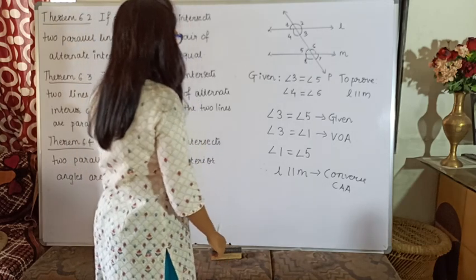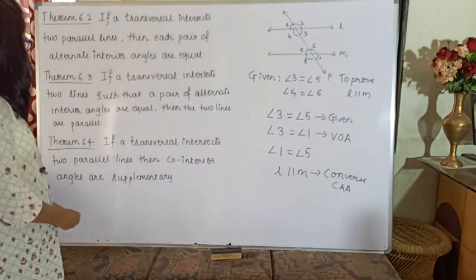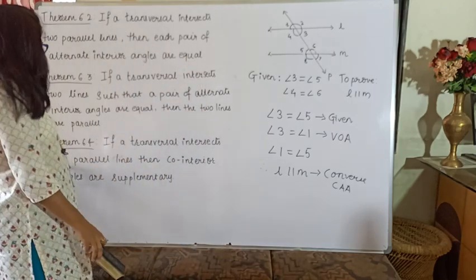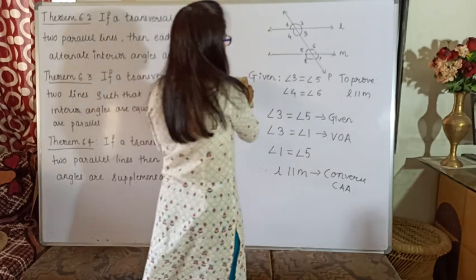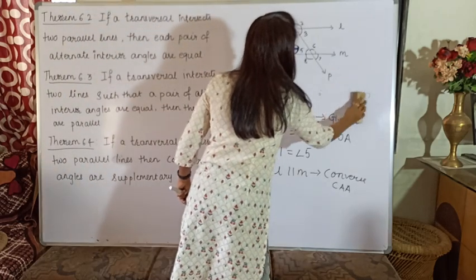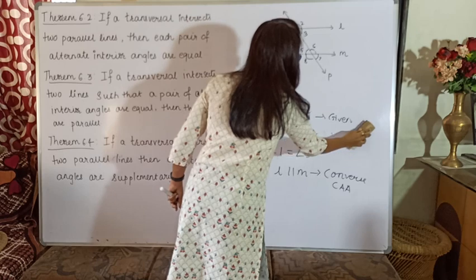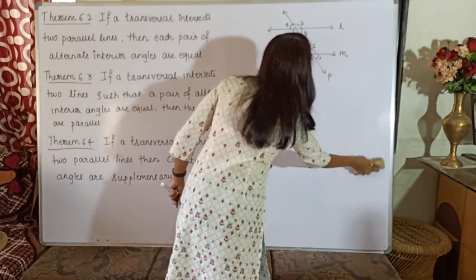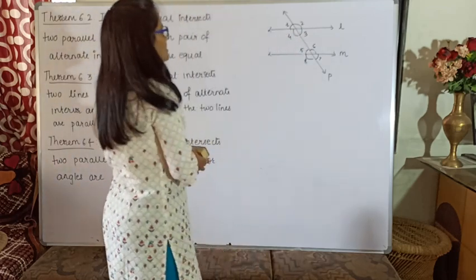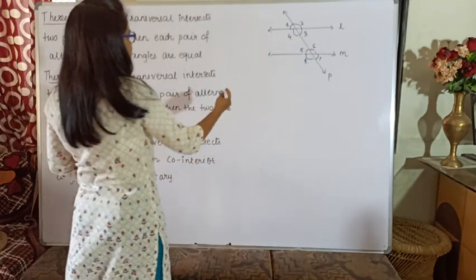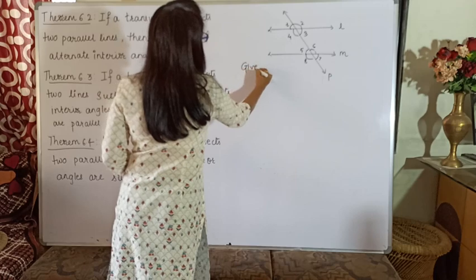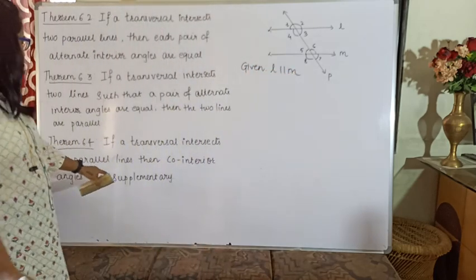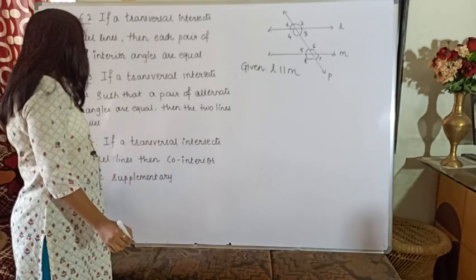Okay, so pretty easy. Let us look at the next theorem, which says if a transversal is intersecting two parallel lines. Let us take this figure itself for reference. The situation is that there is a transversal intersecting two lines, and the two lines are already said to be parallel. It means the given information is that line L is parallel to line M. If such is the condition, then co-interior angles are supplementary.